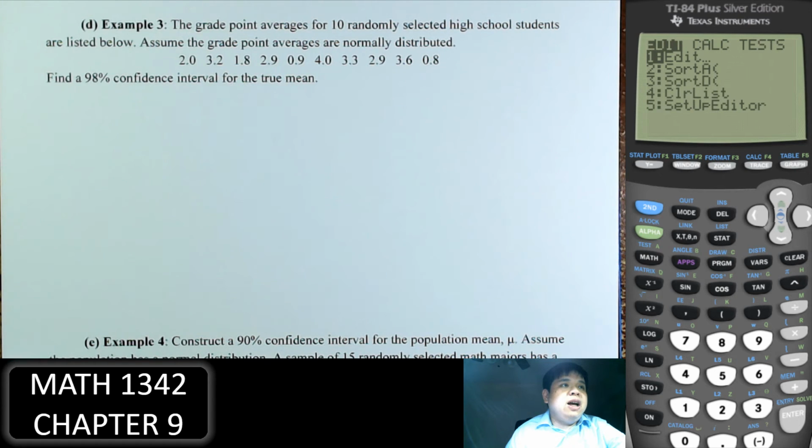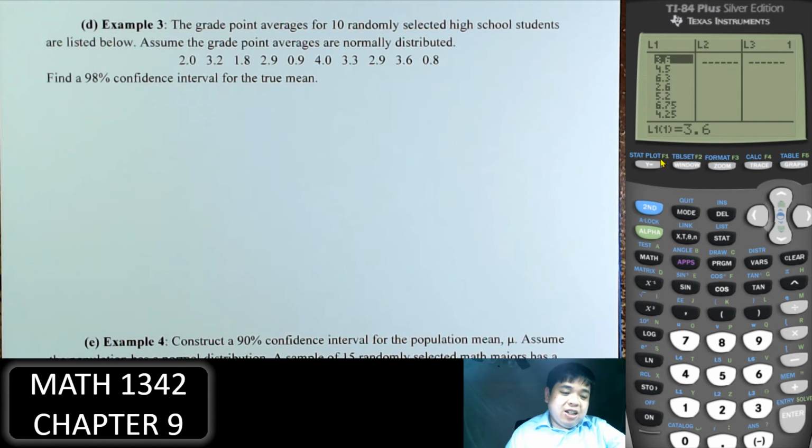Stat, edit. That is list one. I don't want to mess with that. If you want to erase, that's fine. Just go to the next one. 2, 3.2, 1.8, 2.9, 0.9, 4, 3.3, 2.9, 3.6, and 0.8.